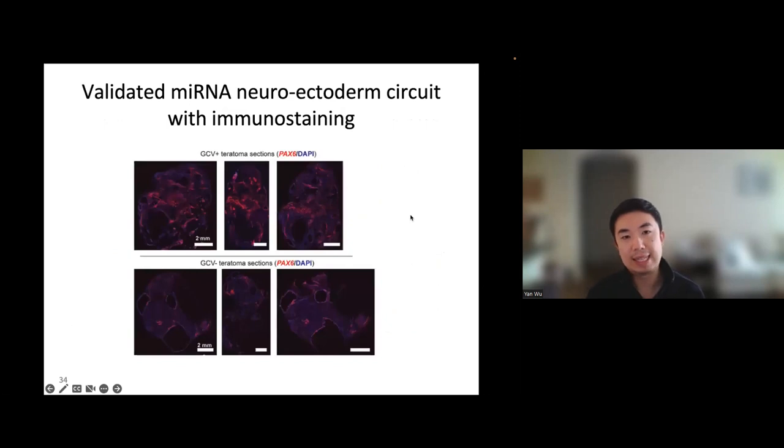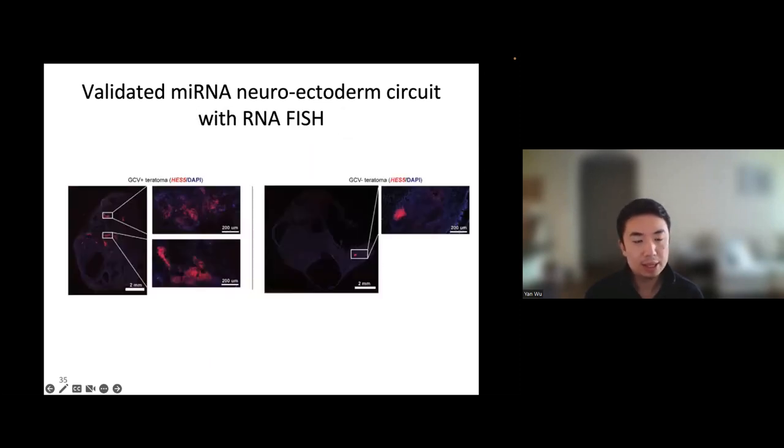We also validated that GCV plus teratomas did indeed have more neuroectoderm with immunostaining. So here we're showing immunostaining of PAX6, which is a key neurodevelopmental marker gene. We can see in the GCV plus teratomas, there's much more PAX6 than in the GCV minus. And similarly, we used RNA FISH to validate the expression of HES5 in GCV plus and GCV minus teratomas. We can see looking at these whole teratoma sections that there's much more HES5 expression when we add GCV and enrich for neuroectoderm.